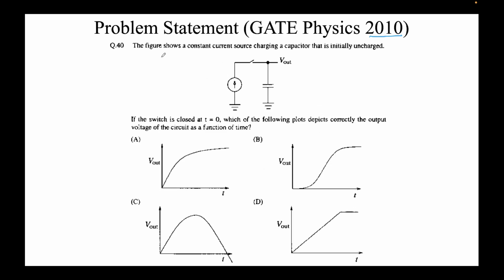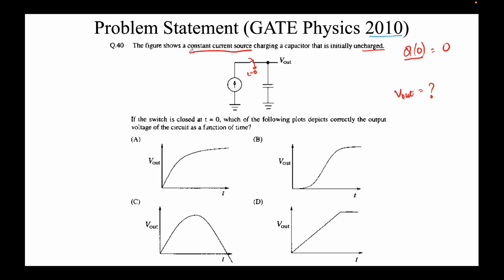The question says the figure shows a constant current source. We'll talk about current source in a while. It's charging a capacitor that is initially uncharged. So initially Q0, the charge at time 0, is equal to 0. When the switch is closed at t equal to 0, which of the following plots denotes correctly the output voltage of the circuit as a function of time? So we need to find V out as a function of time. So we are required to find this, right?